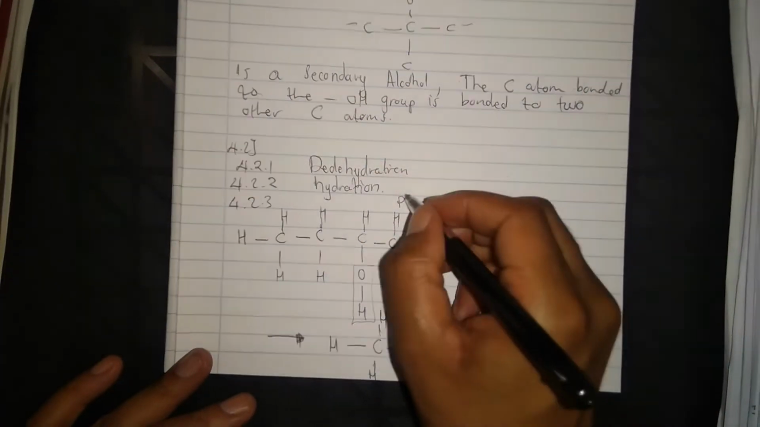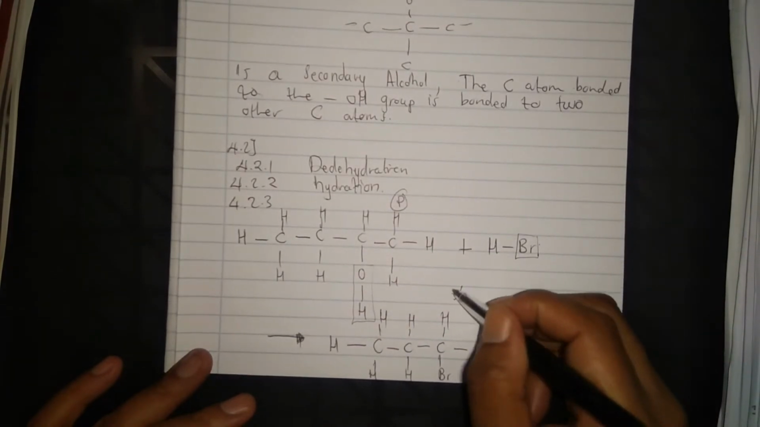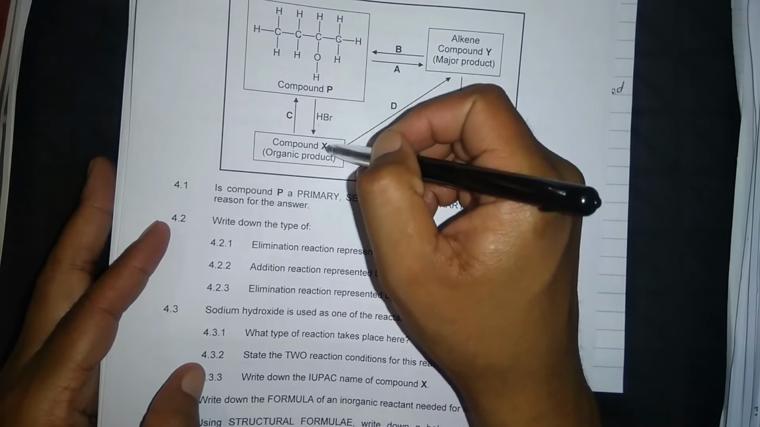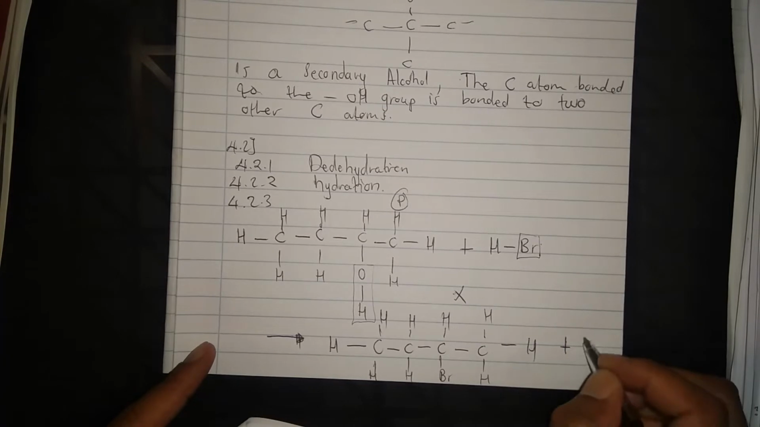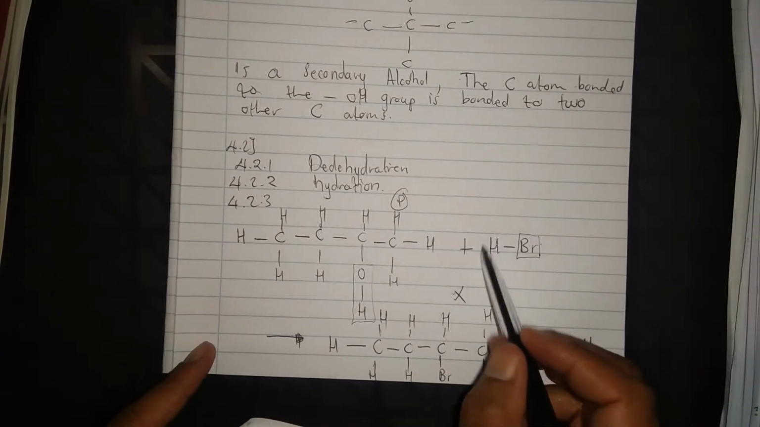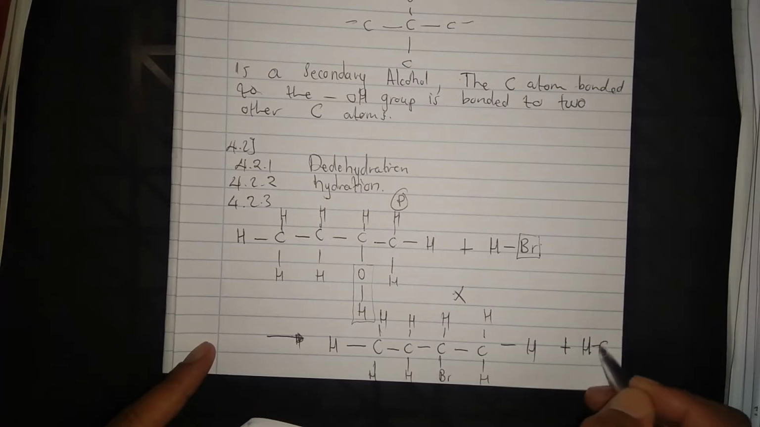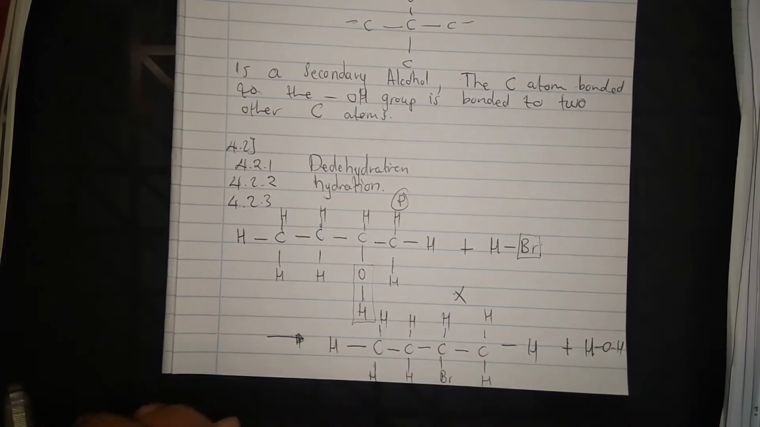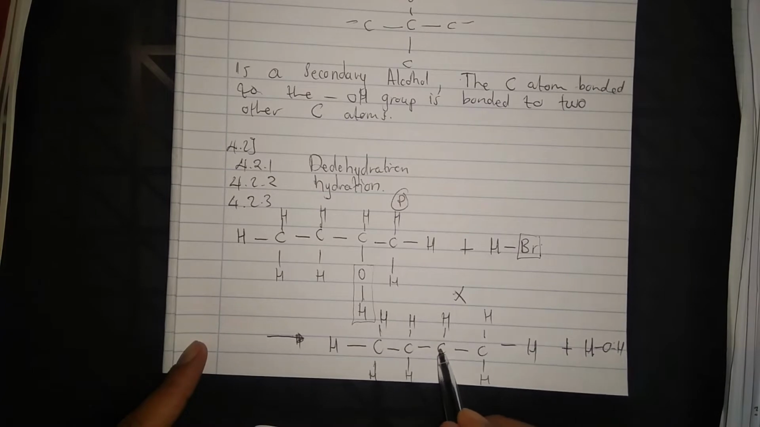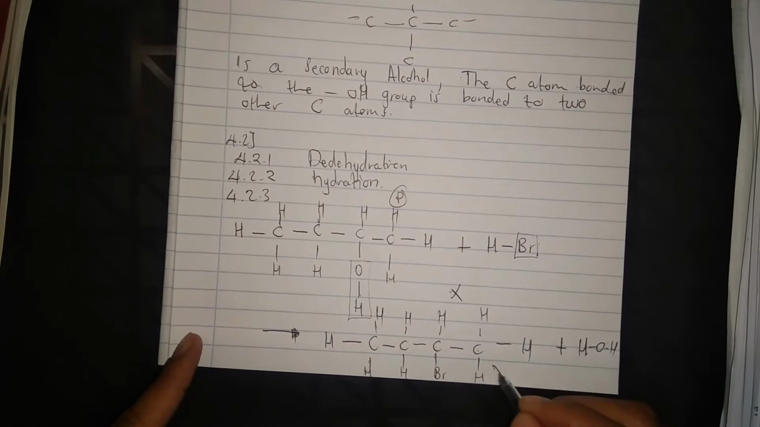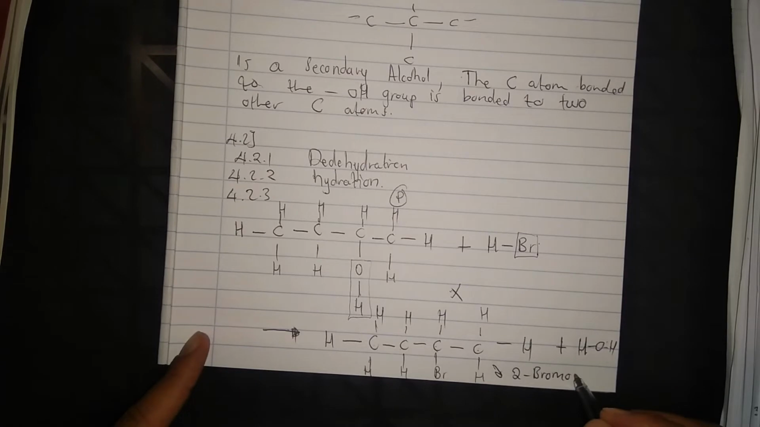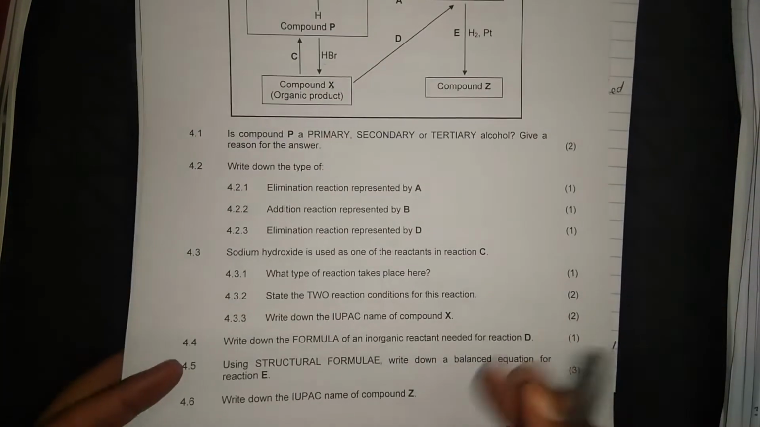P reacts with this one to form compound X, which makes it a substitution reaction to form H. The H comes back up with this H here. The OH is from the alcohol. Is it 1 2 or 1 2? Okay, it's 1 2 exactly. So this will be 2-bromobutane.